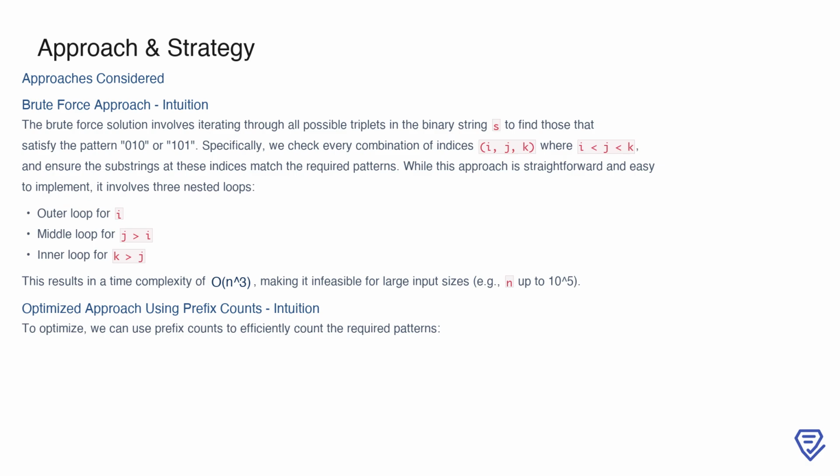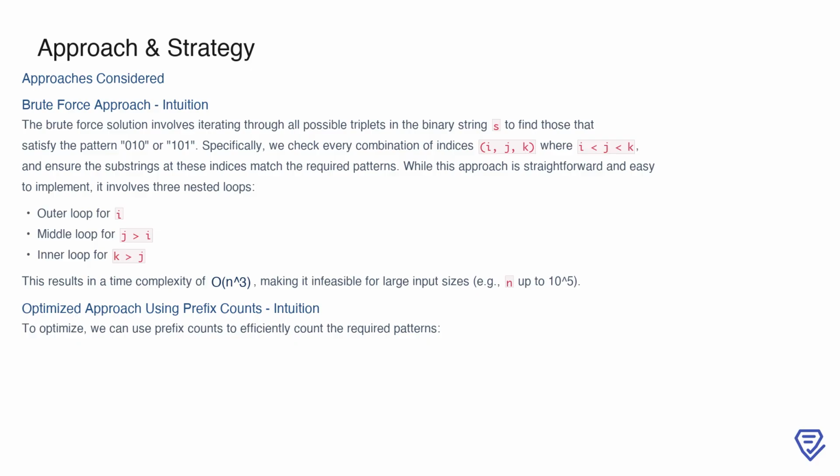To solve this problem, we first considered the brute force approach. The idea here is simple: we iterate through all possible triplets in the binary string to determine which ones match the patterns 010 or 101. Specifically, we look at all combinations of indices i, j, and k where i is less than j, and j is less than k. For each combination, we check if the substring formed by these indices matches the required pattern.